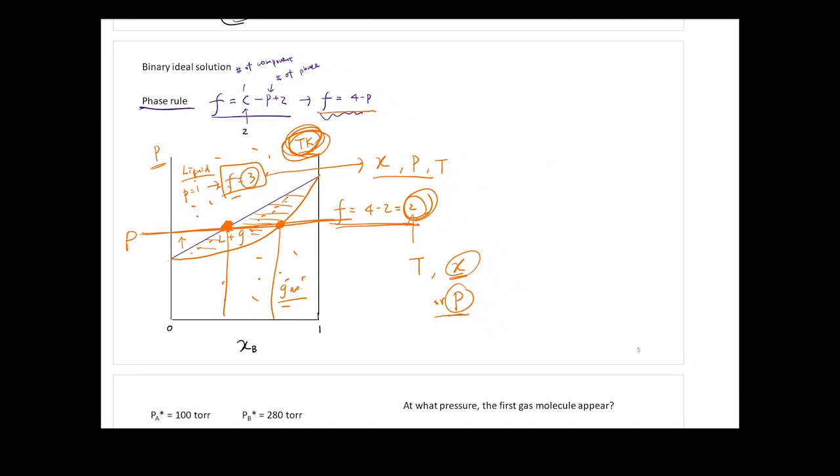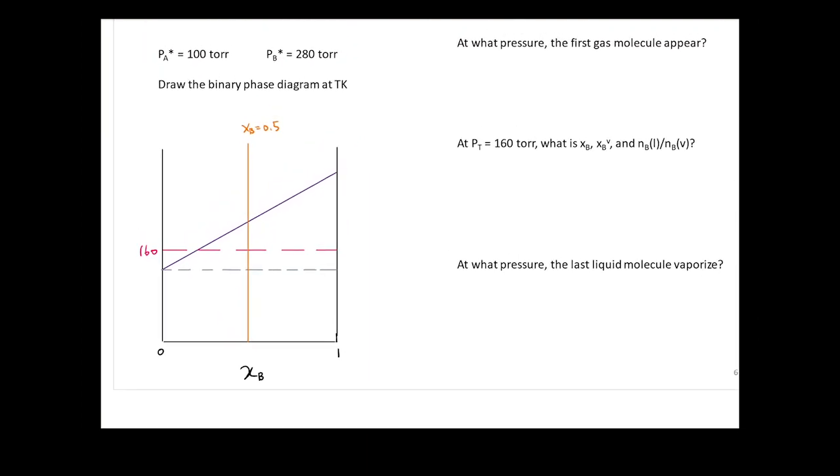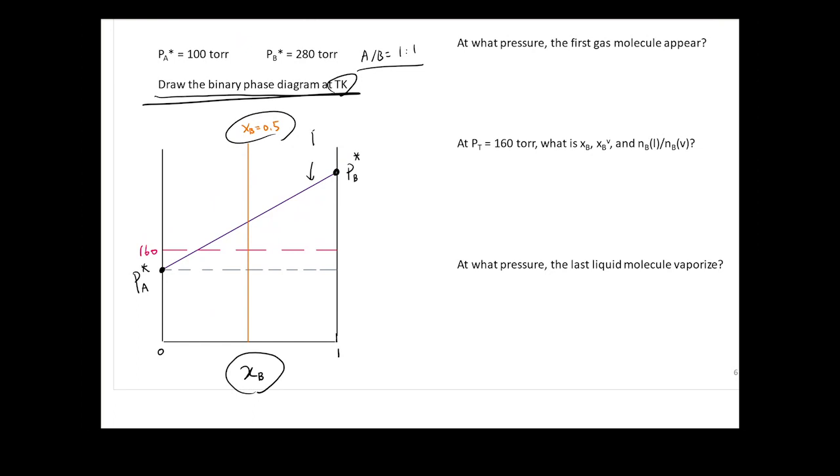Right now, we want to calculate many things. Assuming today you have A and B, and the A versus B is a 1-to-1 ratio. So your XB is going to equal 0.5. The first question is, please draw the binary phase diagram at a given temperature T, and label your x-axis with XB. This point should equal your PA star. This point should be your PB star. This line should be your P total. All right, so that's the first question.